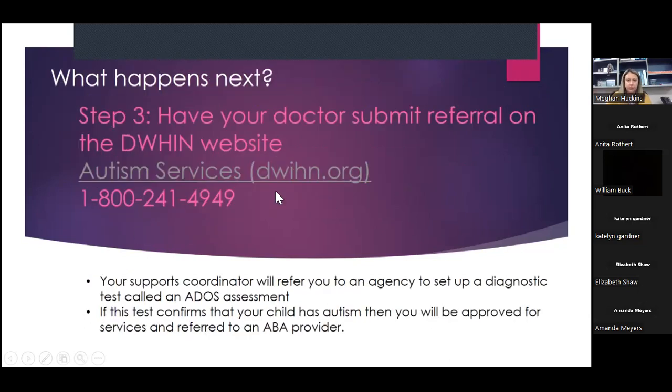And after that, you're going to have your doctor submit that MCHAT form. And then you'll get set up with an ADOS assessment. So this is the assessment that is actually going to diagnose your child with autism. If this test confirms that they do have autism, then you're approved for the benefit and you'll be referred to an ABA provider.